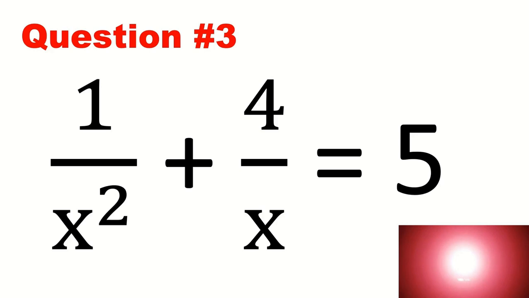Okay, so what will you do here? Again, you get first the LCD. The LCD between x squared and x. Again, the LCD, we have x squared. Multiply all the terms by x squared.